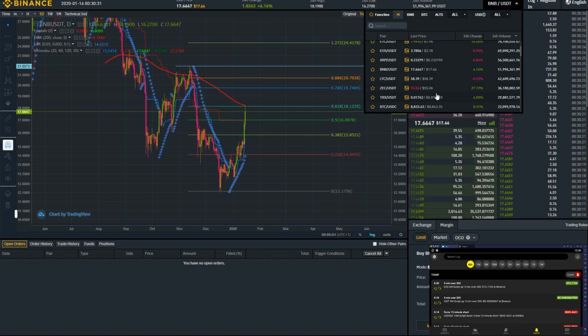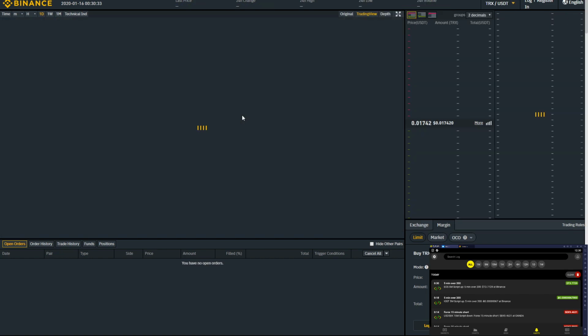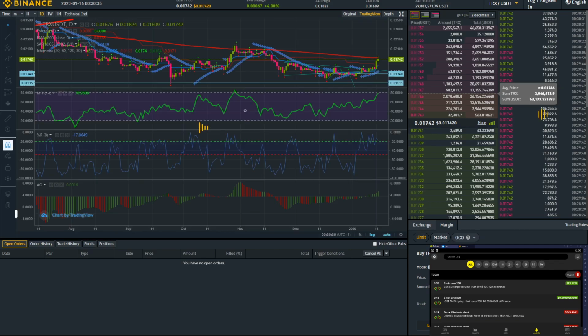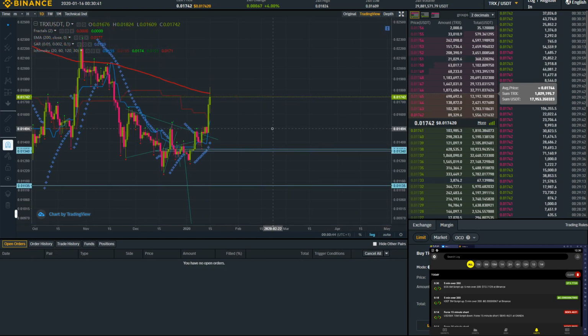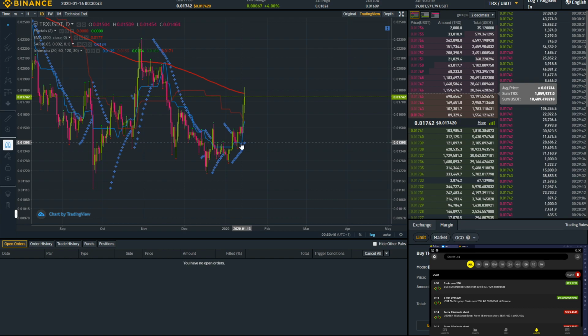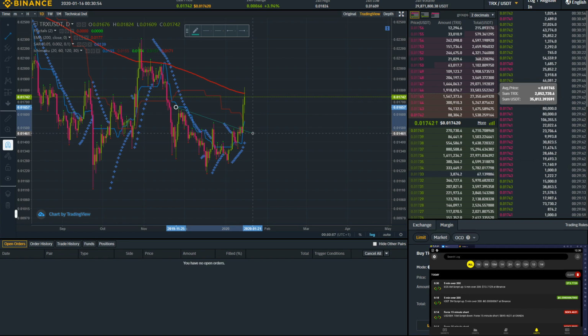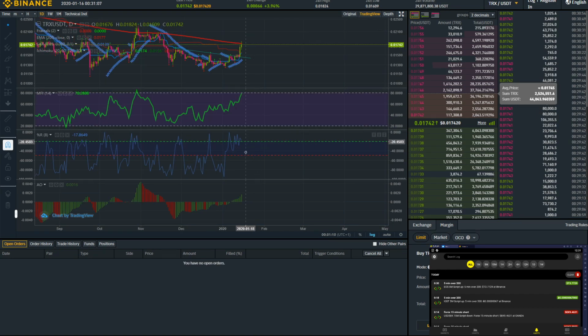Which other coin? TRX was added on Binance Futures, and let's remove all the drawing tools. So this was a clear inverted head and shoulders, and if you are trading this, you want to see a break of this level. It broke, and your target is right there. So currently it hit the target, and that's for TRX.